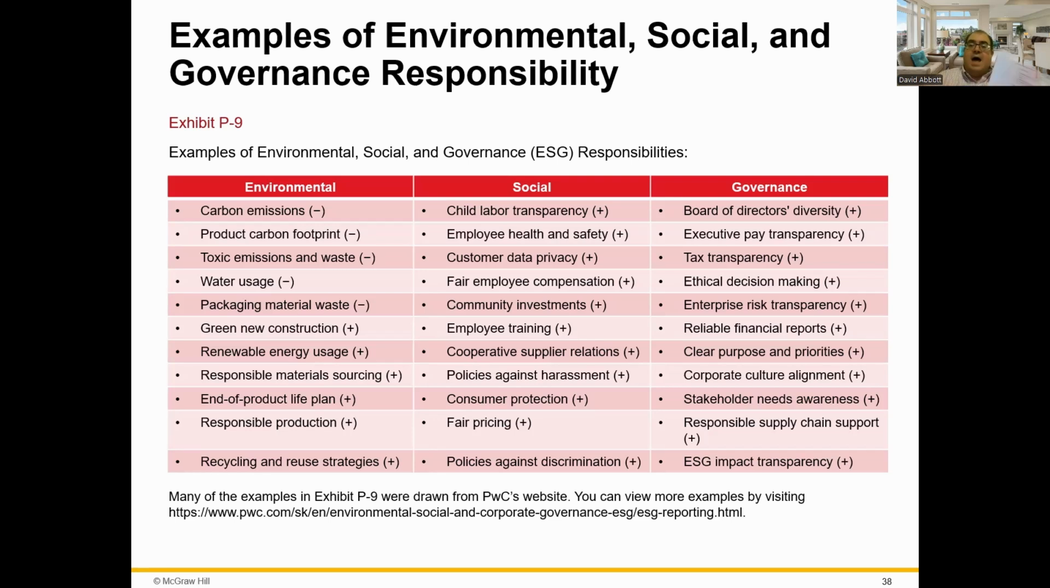So again, looking at reducing carbon emissions, looking at lowering our product footprint or how much packaging the product takes, toxic emissions and waste. I've mentioned the amount of water that we're using and that we're not wasting water because we realize that's a real limited resource. Packaging waste. So again, how much are we using a huge box to send a little thing, or how is it constructed? Renewable energy, that's a big area now.